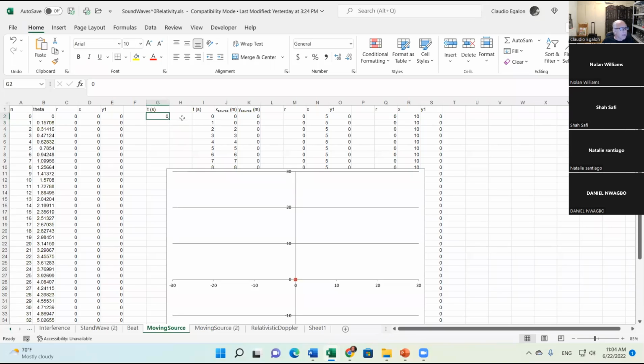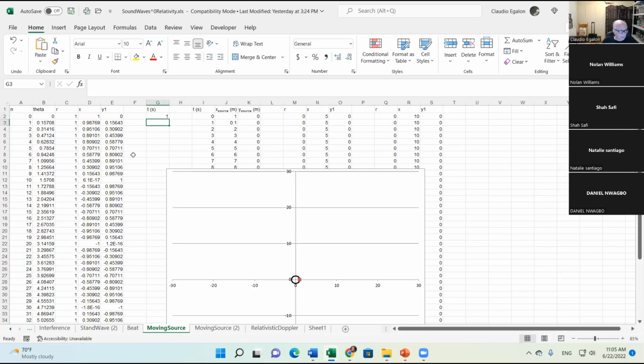Now we have a source here that's moving at the speed of the wave. It's not supersonic yet, but it's moving at the speed of the wave. This value here is the speed of the wave, 1. You see that the source is right there at the edge of the wave, right? The case of, for instance, an airplane that's flying at the speed of sound.